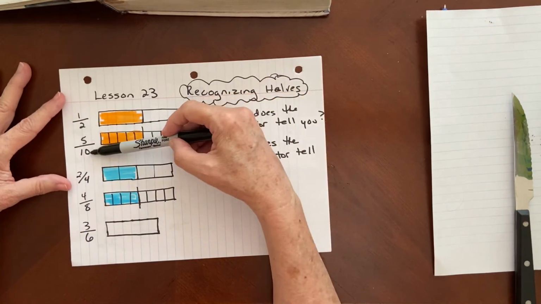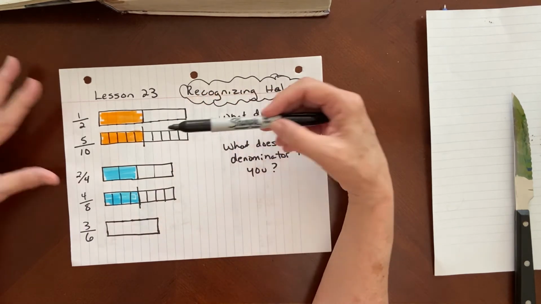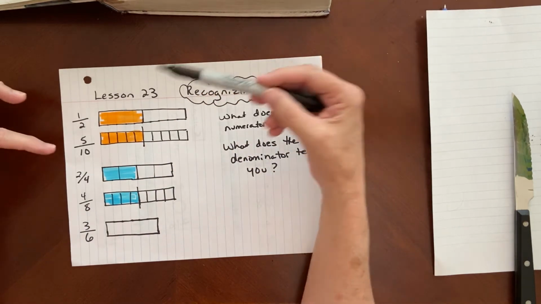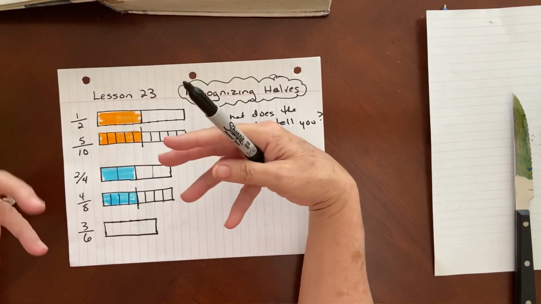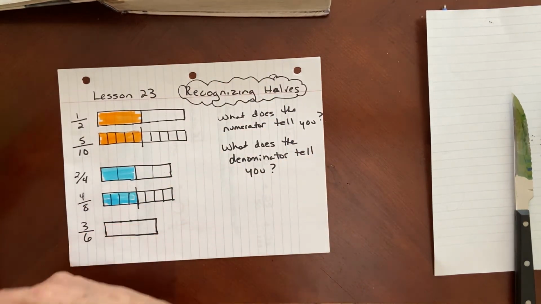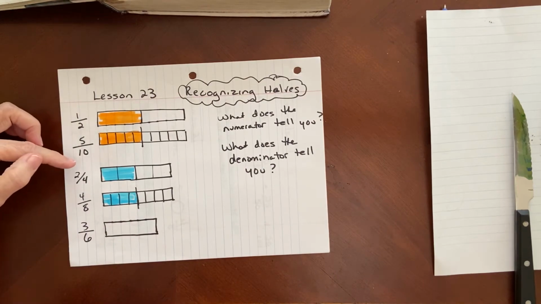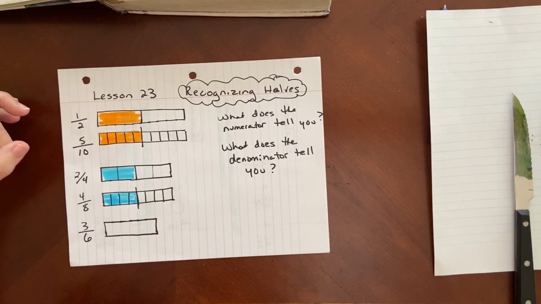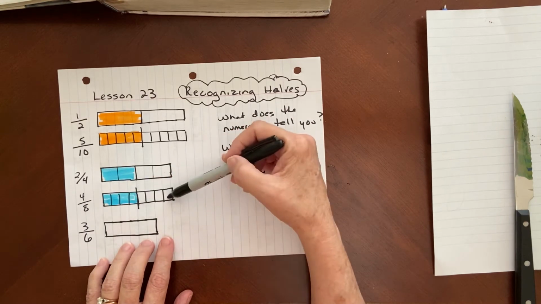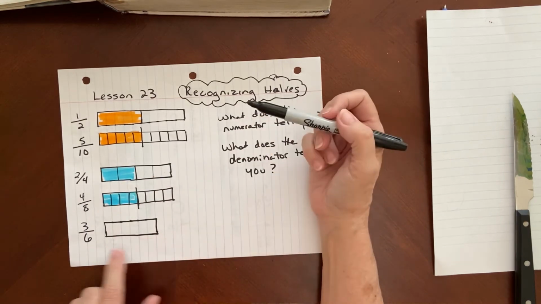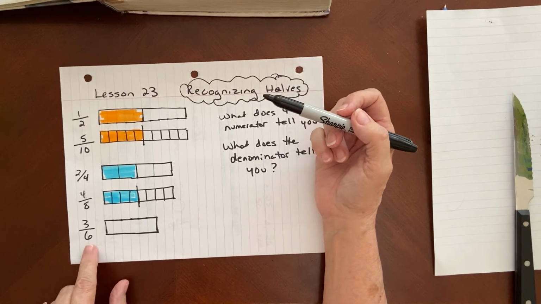So the denominator tells you how many pieces are in the entire thing, and the numerator tells you how many of those pieces you're dealing with, or you're taking, or you're coloring, or you're eating, or whatever. Okay, does that make sense? I have 4 pieces, I colored 2. I have 8 pieces, I colored 4. So down here, it's how many am I going to cut that into?